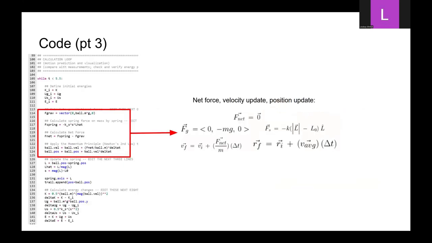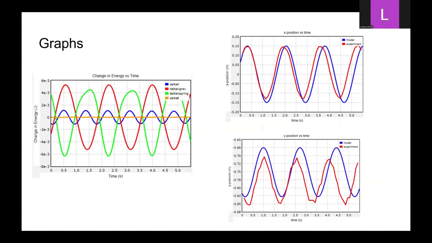Next, we have the net force, and the velocity update and position update formulas. And then here were the graphs that the model outputted. We have the energy graph, and then we also have the x position versus time and y position versus time graphs.